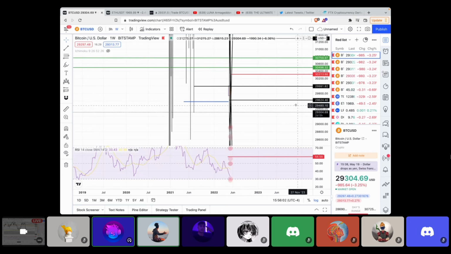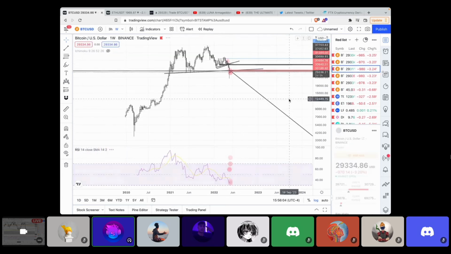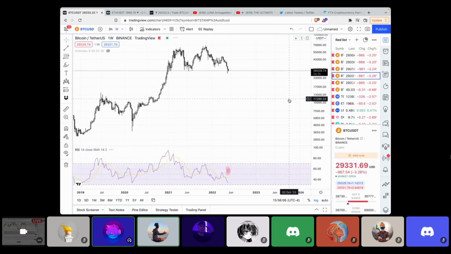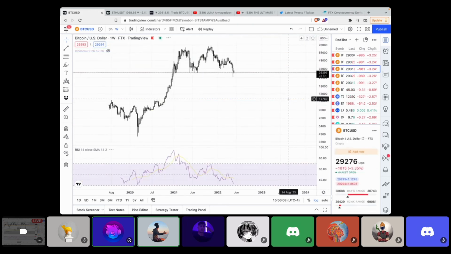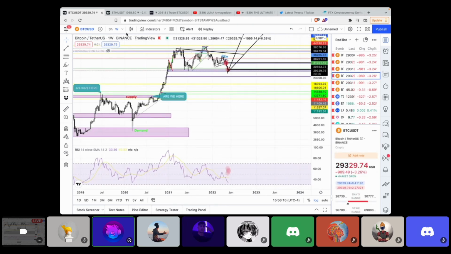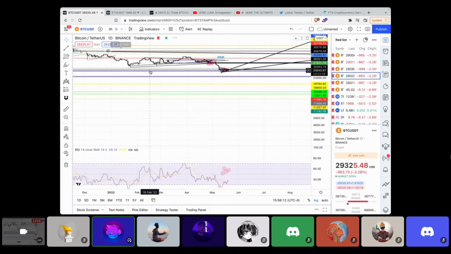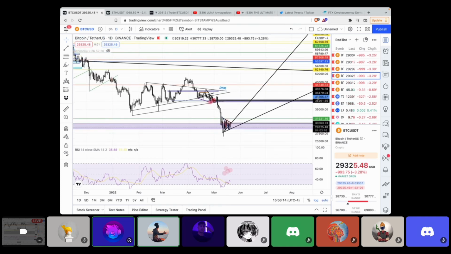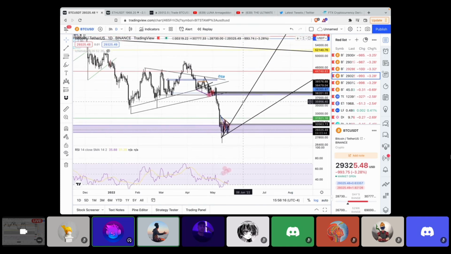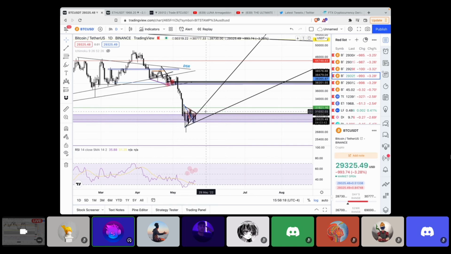Until our range breaks, and the range is best displayed on right here.